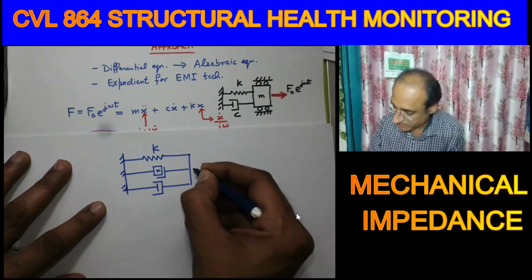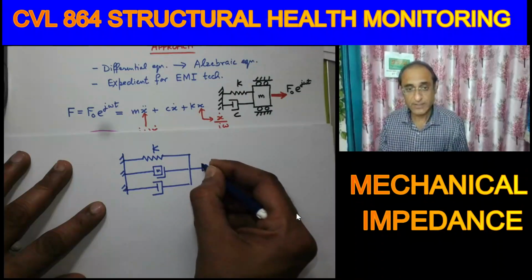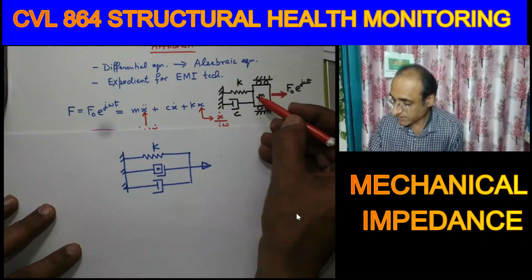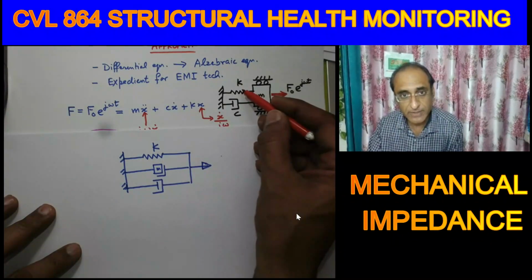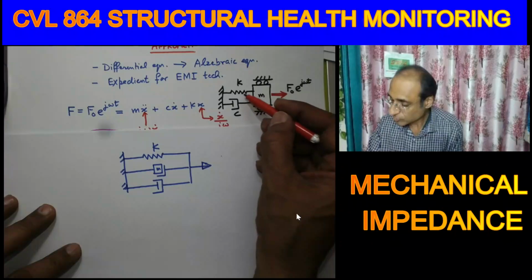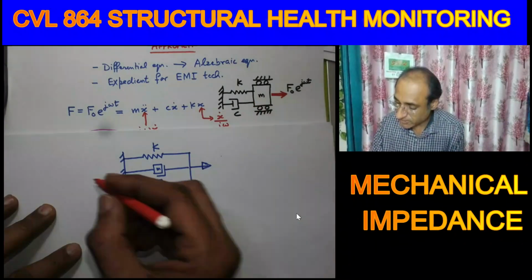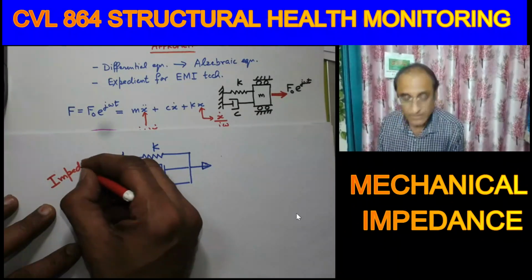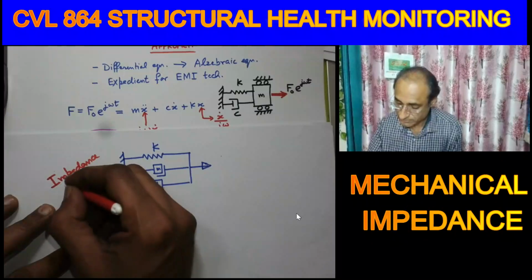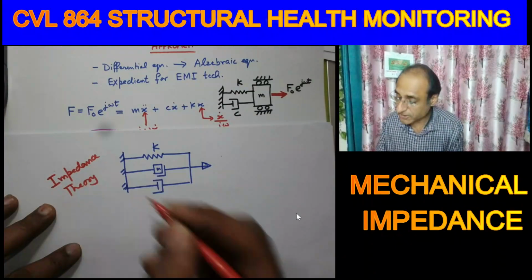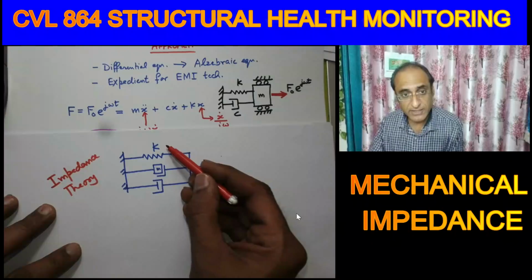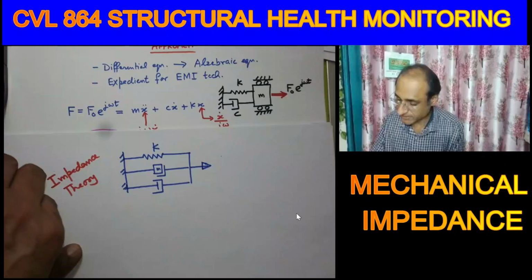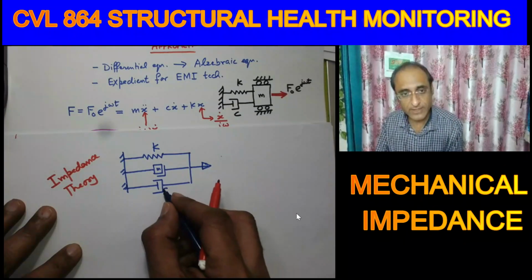So the impedance representation will be different. See, this is the physical representation: that mass is there, and the mass is tied by a spring and a damper, a dashpot. So when we draw the same in the impedance theory, our representation will be like this. We will say that stiffness, mass and damper are connected in parallel. It's a parallel combination.